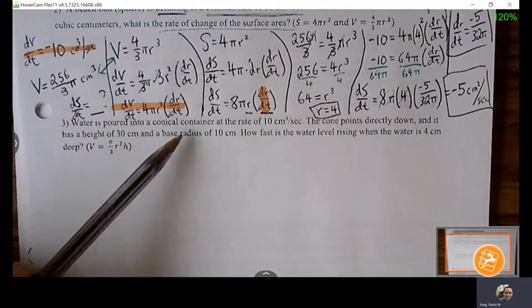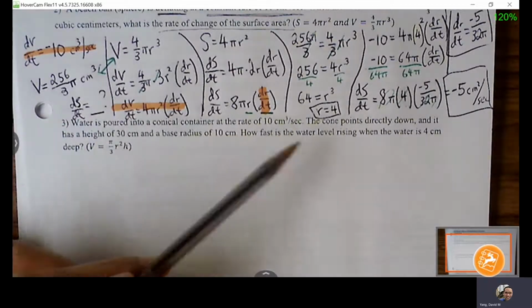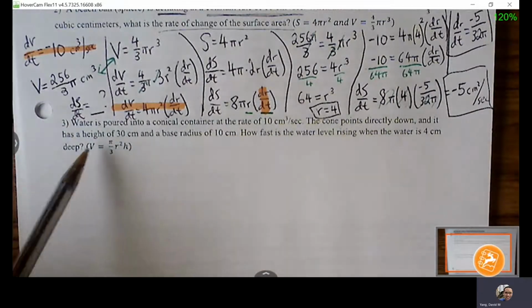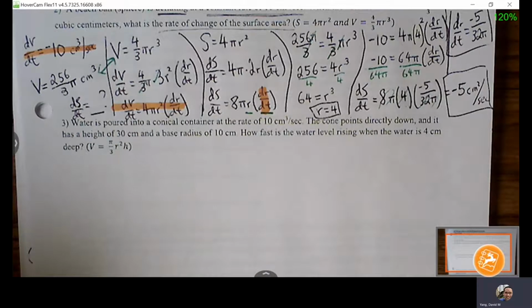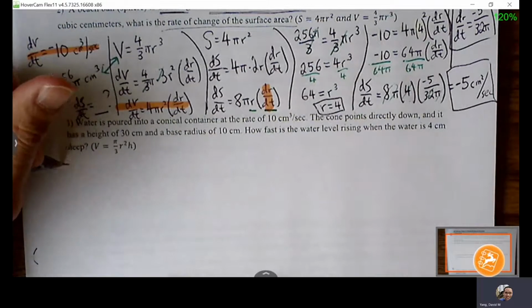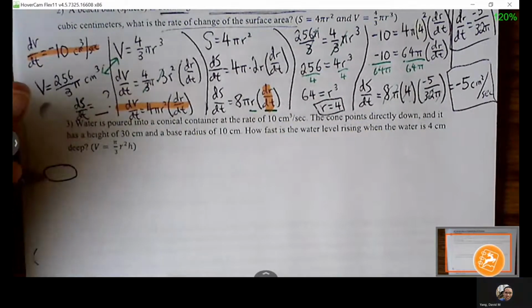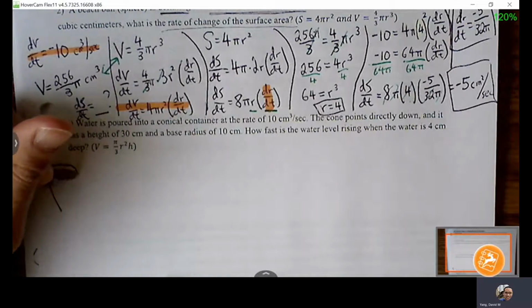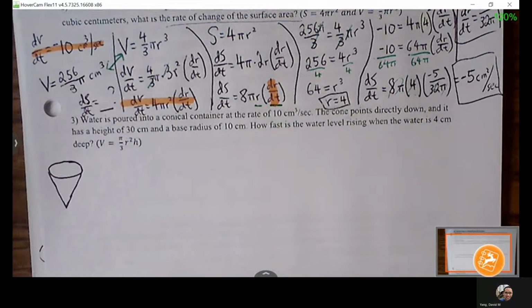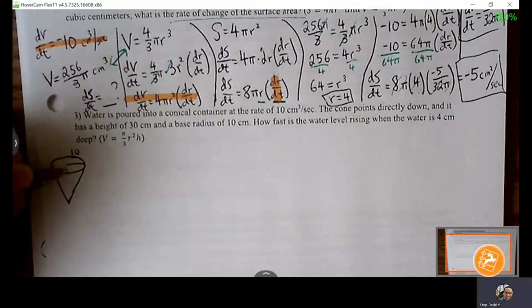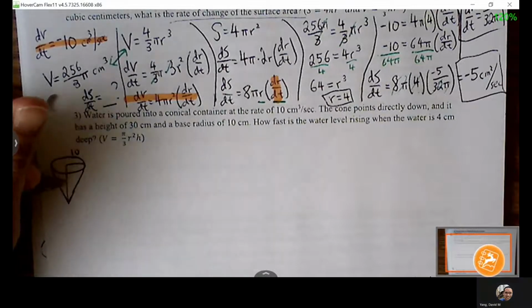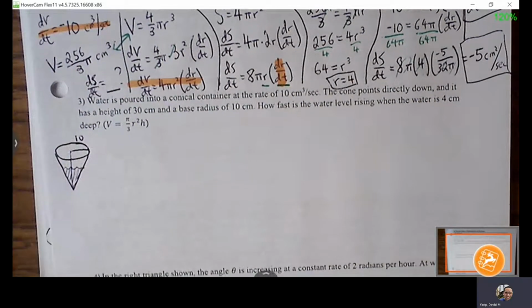All right, water is poured into a conical container at a rate of 10 cubic centimeters per second. The cone points directly down, and it has a height of 30 centimeters and a base radius of 10 centimeters. How fast is the water level rising when the water is 4 centimeters deep? So let's draw the diagram here. We have a cone that points down. Radius is 10. Height is 30. And then there's also a water level that's changing inside that tank.